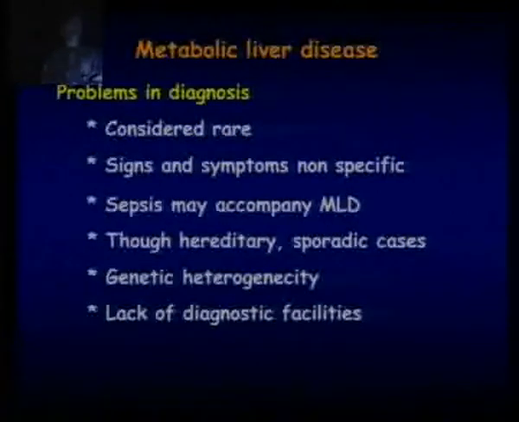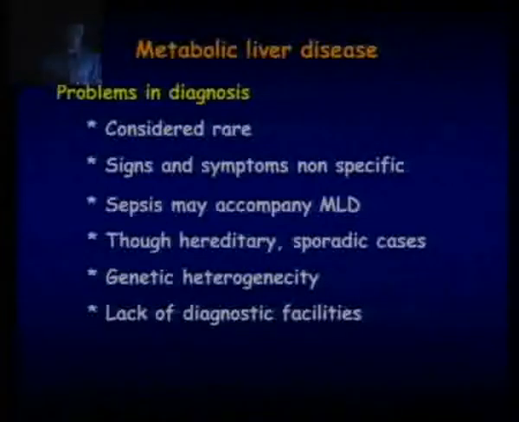As a group, metabolic liver disease, as I've said, makes up 30 to 40% of my practice. But individually, they are rare. And therefore, for a pediatrician to understand or look for the clues or key points which lead to a diagnosis is sometimes very difficult. The signs and symptoms are very non-specific. Sepsis and MLDs go hand in hand, and sometimes you may diagnose sepsis without realizing that there is an underlying metabolic liver disease.